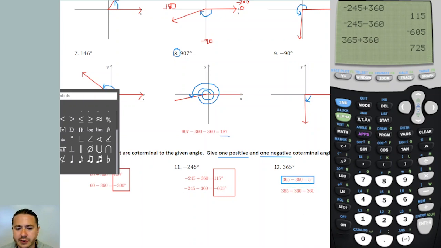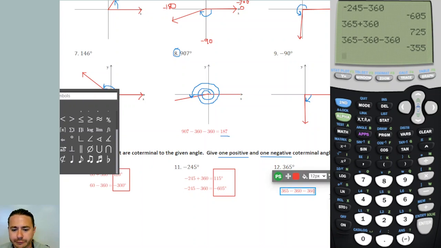But anyway, 365 minus 360 minus 360. Let's type that in. And I get negative 355. Okay, so there we go. We've got everything we need here, and we're done.